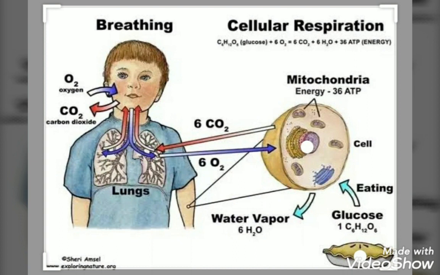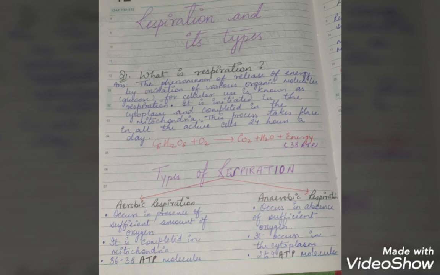Now what is respiration? It is a chemical process of release of energy by the oxidation of various organic molecules for the cellular use. It is initiated in the cytoplasm and completed in the mitochondria. Why mitochondria? As you have studied in class 9, mitochondria is the powerhouse of the cell, which is responsible for the formation of ATP, that is the adenosine triphosphate molecules. Now this process will take place in all the active cells for 24 hours a day.